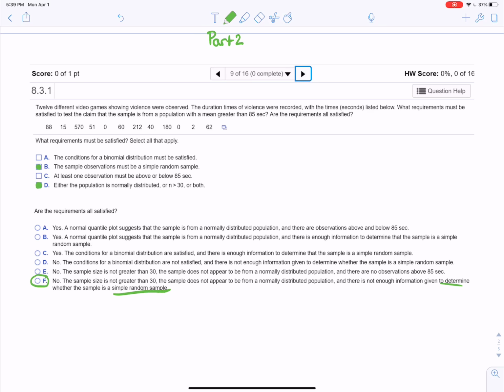They just told us that there were 12 different video games, and we know the sample size is not greater than 30. We don't really know if it appears to be from a normally distributed population. You could definitely check that by plugging these into L1 in your calculator and then using StatPlot to look at a histogram to figure out what's going on.